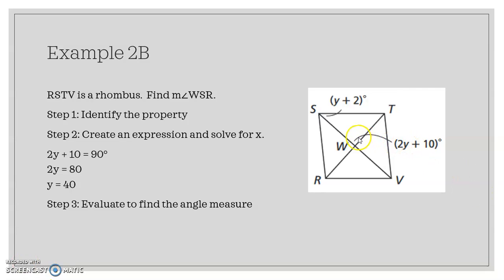Okay, so I remembered that these two diagonals meet at a 90-degree angle. So 2y plus 10 is 90 degrees. I just subtracted 10, then divided by 2, so y is 40. Now, to find the angle measurement, I can use this angle here, because remember, these two angles are equal. So I just do 40 plus 2 to find my last measurement. So it is 42 degrees.